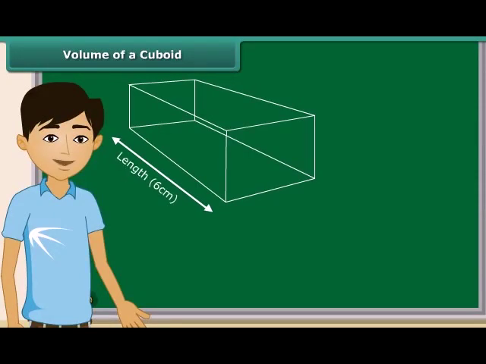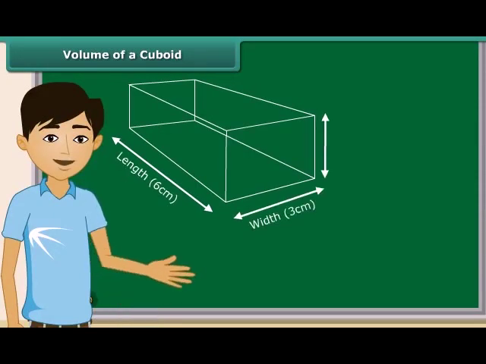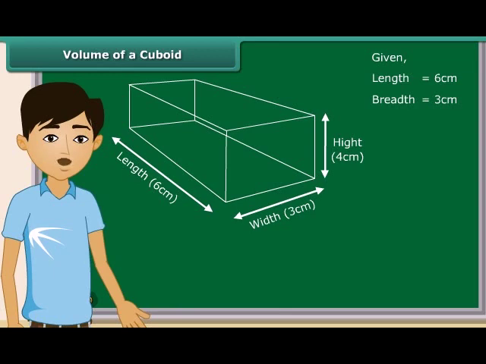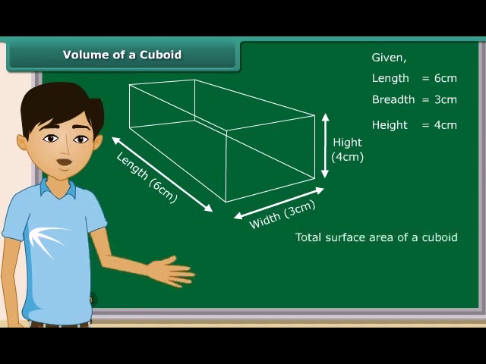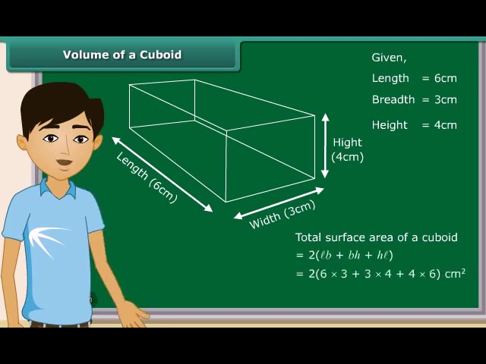Alright, let us take an example. You are seeing this cuboid which has length equal to 6 centimeters, breadth equal to 3 centimeters, and height equal to 4 centimeters. Calculation of its surface area is not difficult at all because now we know its formula. Now we substitute all the values here, and this gives us the surface area of this cuboid, which is equal to 108 square centimeters.